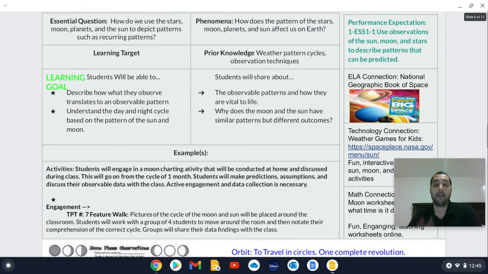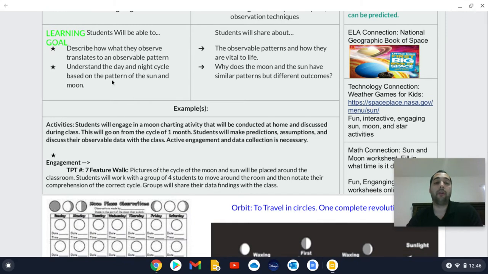Now, students, we have two goals in mind that we always want to remember during this lesson. You want to describe how what you observe, or what you see, translates to an observable pattern, meaning describe or tell us what you see is a pattern that is observable and repeats itself. And you're also going to understand the day and night cycle based on the pattern of the sun and moon. Well, what does that mean? Well, you're going to understand that during the daytime, the sun is in the sky, and at night, the moon shines brightly in the sky.